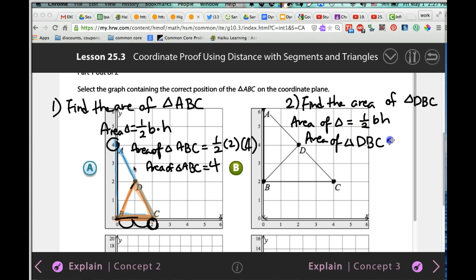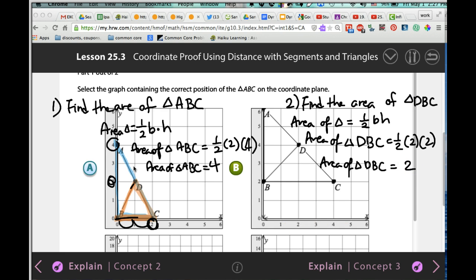That's going to be half of, tell me, what's the base for triangle DBC, guys? 2 is still the same. The base is the same, so we're going to use 2. But what happened to the height? How high is the height? Yeah, 2. You can count it, or you can just use this number right there. Now let's calculate this. What's 2 times 2? 4. What is half of 4? 2. Good job. So the area of triangle DBC is now 2.